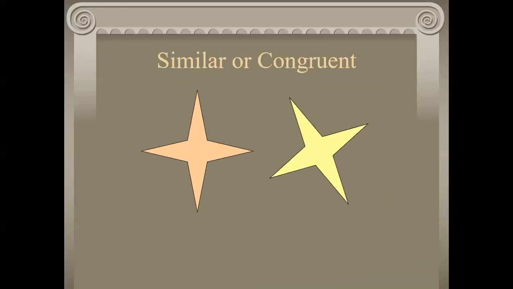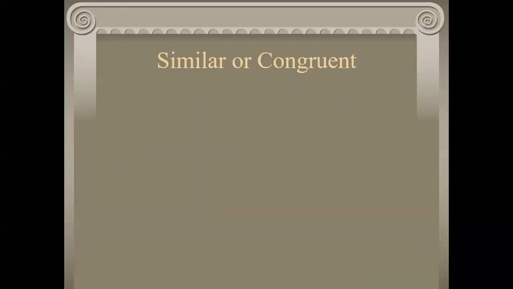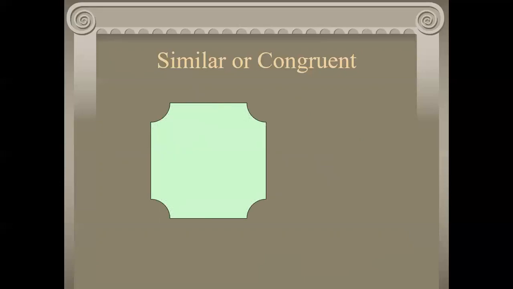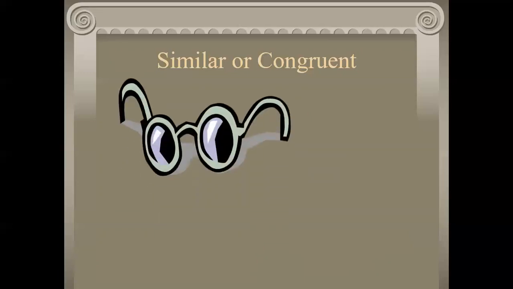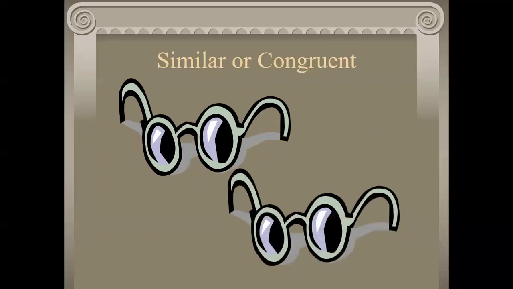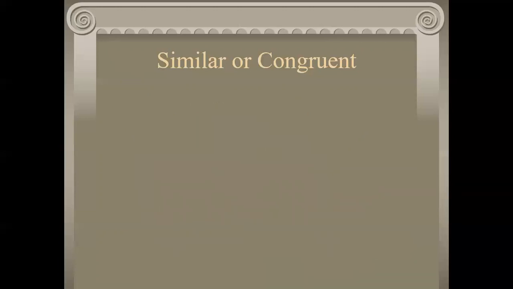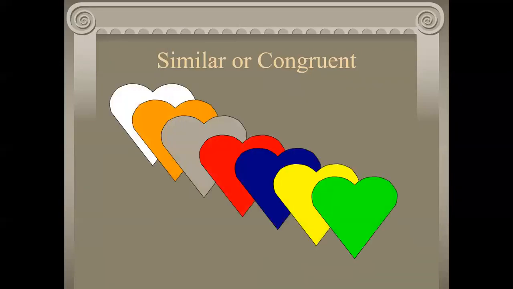Stars are congruent. Similar, congruent? Yes, exactly. They are similar. Similar or congruent? They are congruent because they have the same shape and the same size. Similar or congruent? Yes, similar. They're not the same size. Okay, similar or congruent? Looks like they are congruent, all of them.